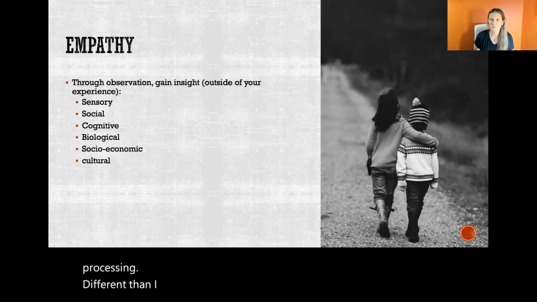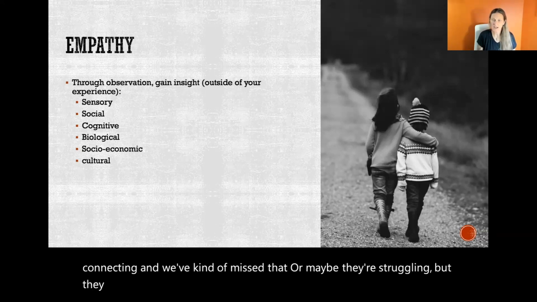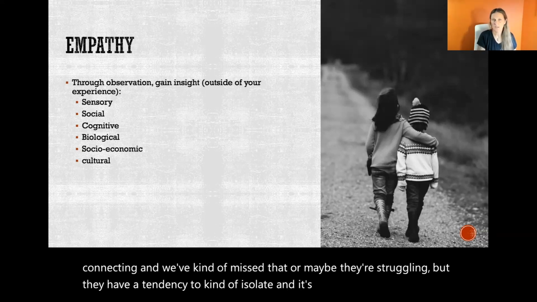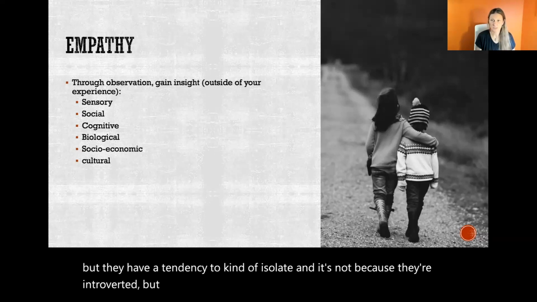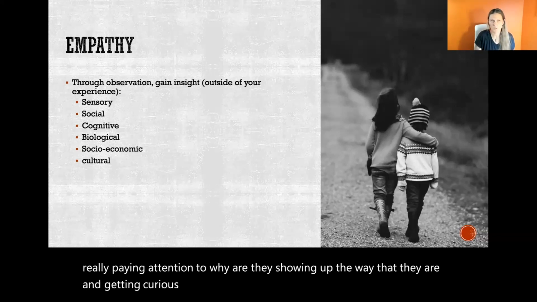And as well as social, do they really enjoy socially connecting, and we've kind of missed that? Or maybe they're struggling, but they have a tendency to isolate, and it's not because they're introverted, but actually they just feel shut down or insecure about that. So really paying attention to why they are showing up the way that they are, and getting curious about those components.